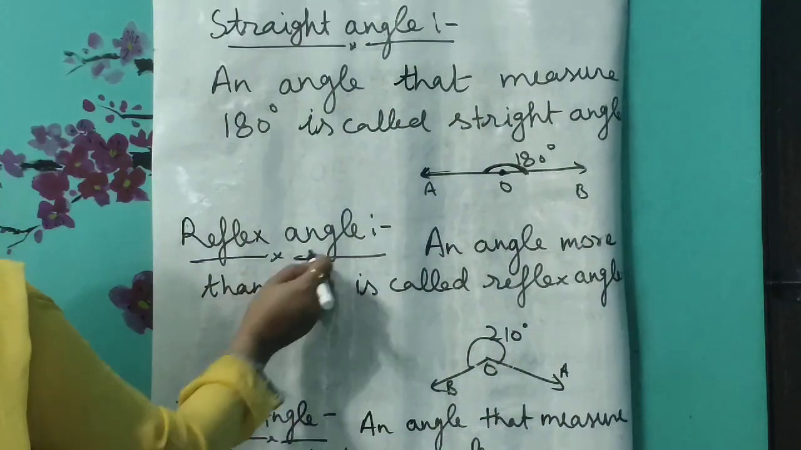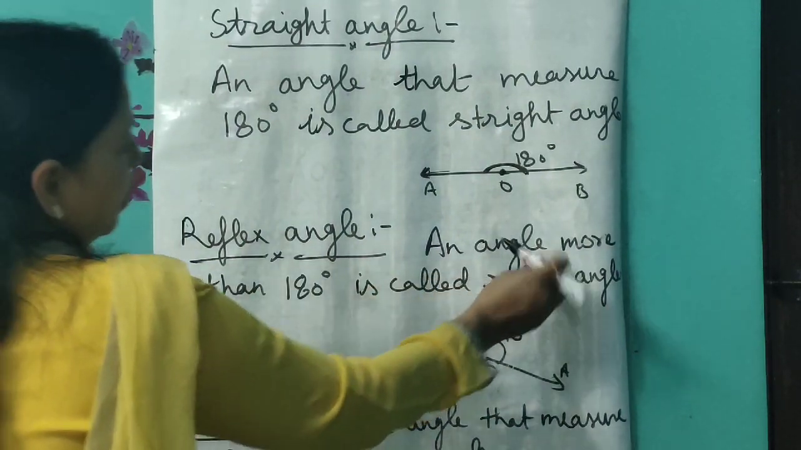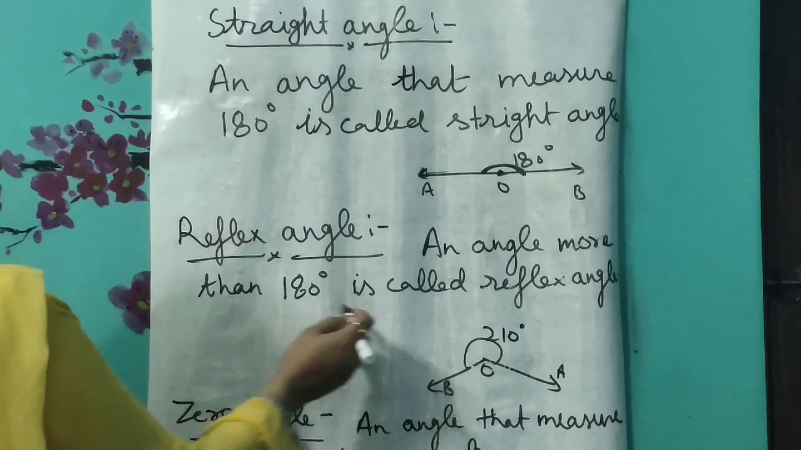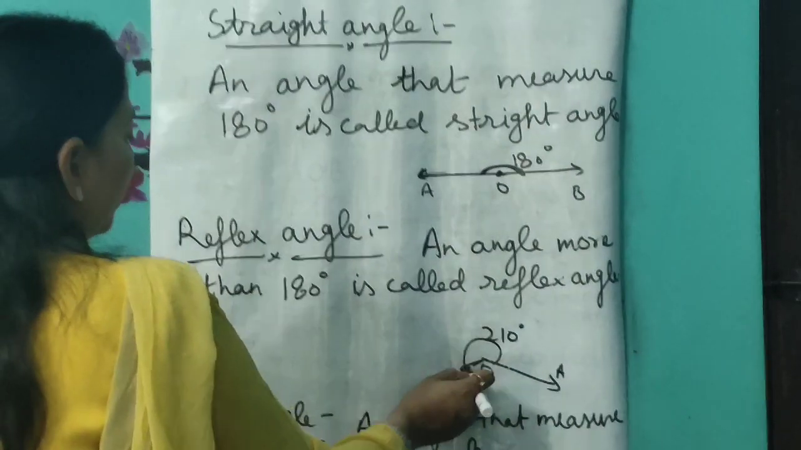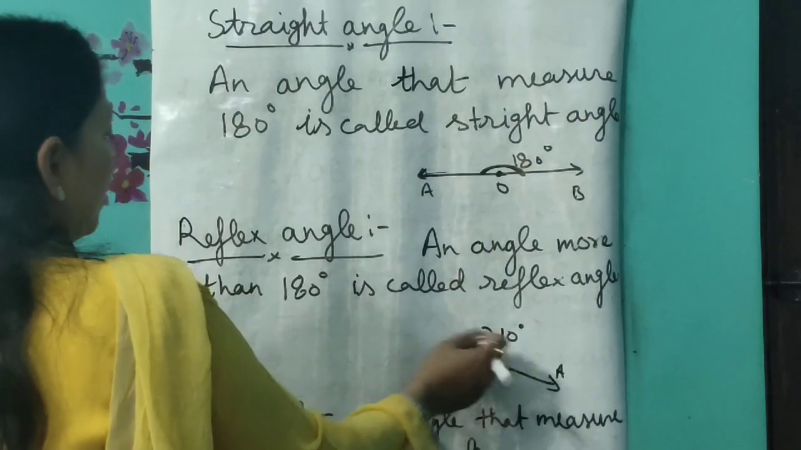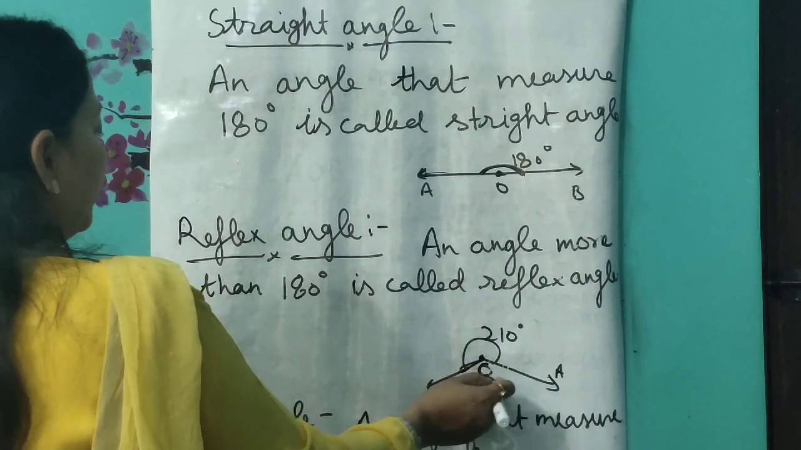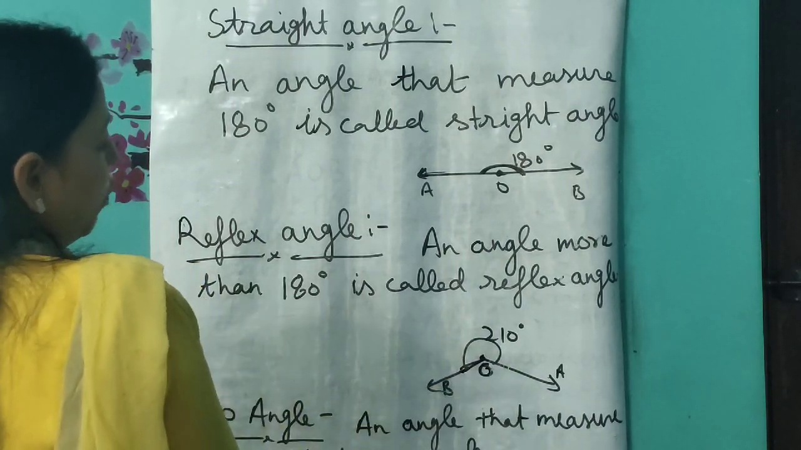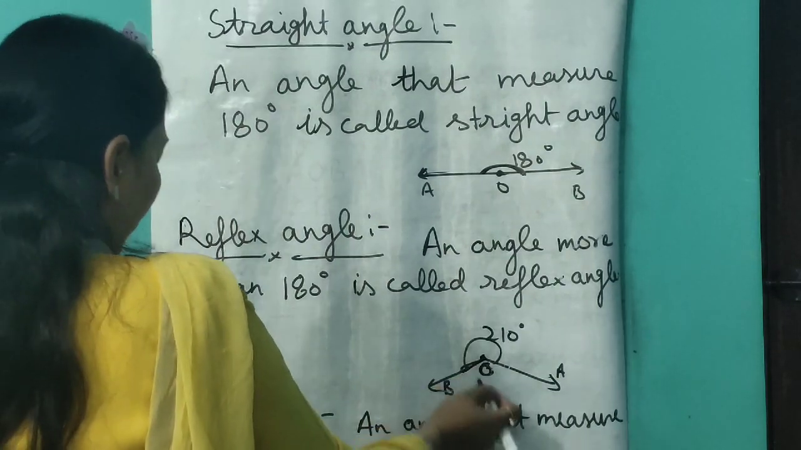Now the next one, reflex angle. An angle more than 180 degrees is called a reflex angle. More than 180 degree angles are known as reflex angles. For example, 210, 200, 190, all are reflex angles.